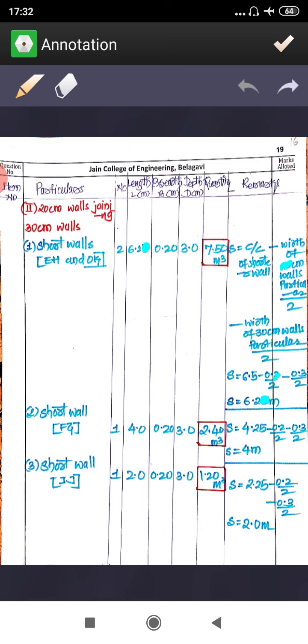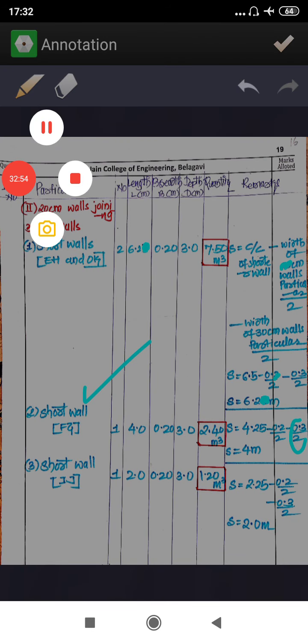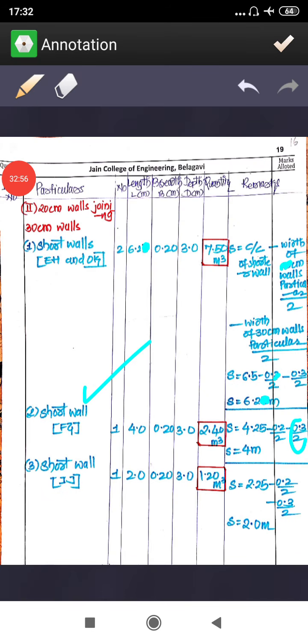Now if you come to the next line, that is FG, here it is very important. See this FG line, one side it is going into the 30 centimeter wall and one side it is going into the 20 centimeter wall. So I have taken half of the 20 centimeter wall once and half of the 20 centimeter wall once. The length is 4 meter, so 4 into 0.20 into 3. Here I have taken thickness 0.20, here also thickness 0.20, because all these are 20 centimeter walls. So the quantity is 2.40. Similarly here the quantity is 1.20.